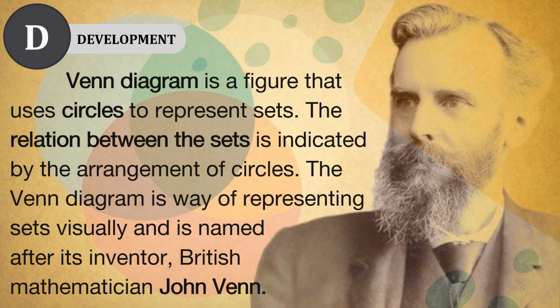A Venn diagram is a figure that uses circles to represent sets. The relation between the sets is indicated by the arrangement of circles. The Venn diagram is a way of representing sets visually and is named after its inventor, British mathematician John Venn.